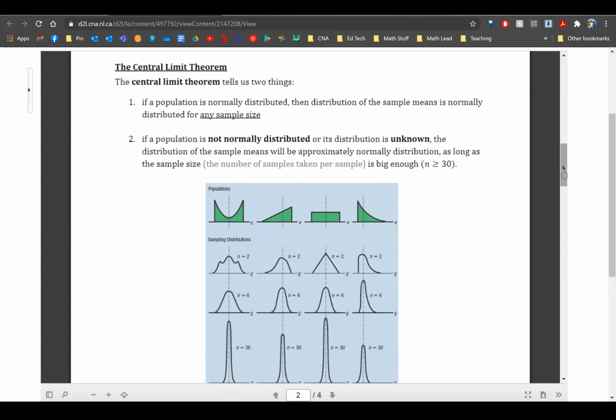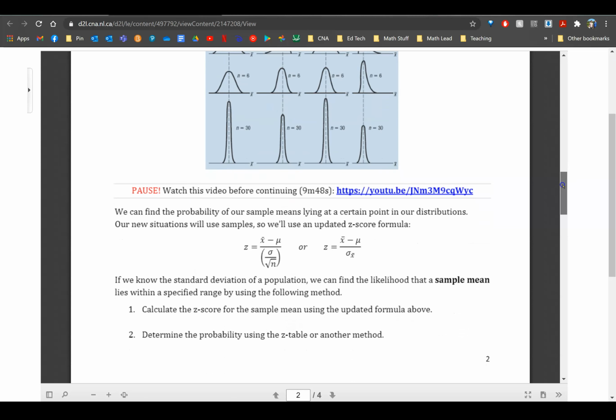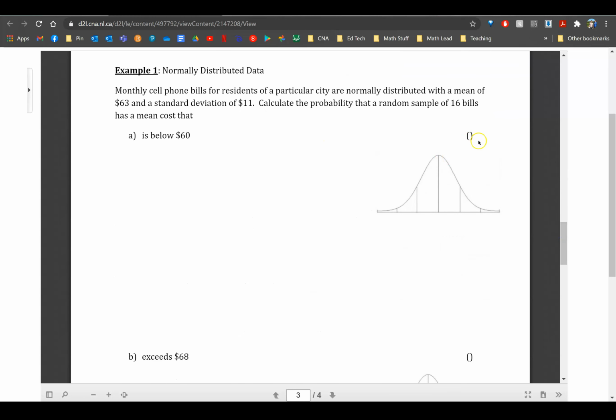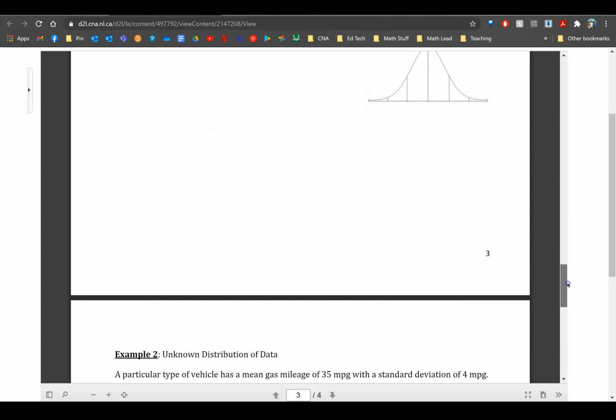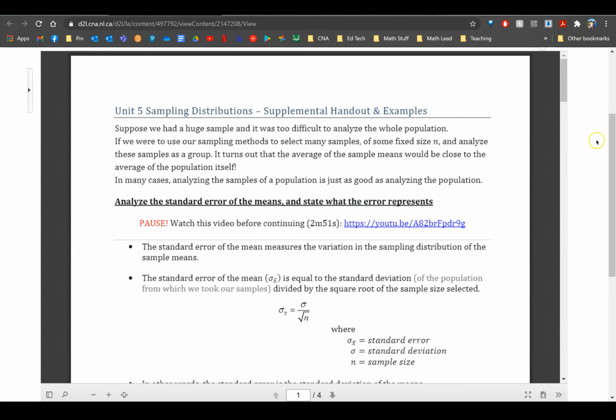Finally, on the second page, it talks a little more about the central limit theorem, gives you a link to a video, which I'm also going to put on D2L, and then some more practice on the z-score and probability stuff that I talked about a couple minutes ago. This whole supplement is 4 pages, 2 of which are a short introduction and explanation, and the other 2 pages, 3 and 4, are examples. I'll have the answers put in here once you see it. There's an example on probability, and another example on probability that goes between 2 points. So that's your supplement.